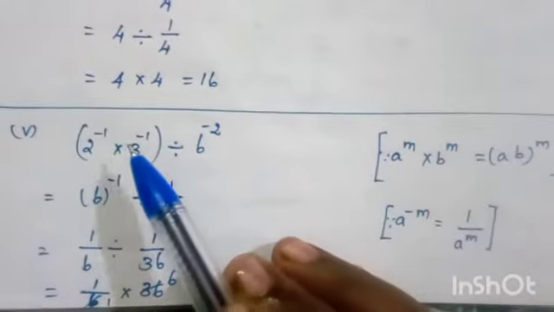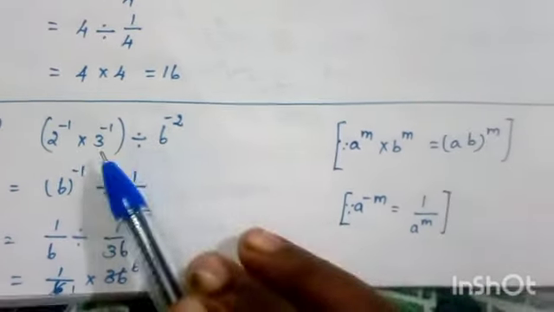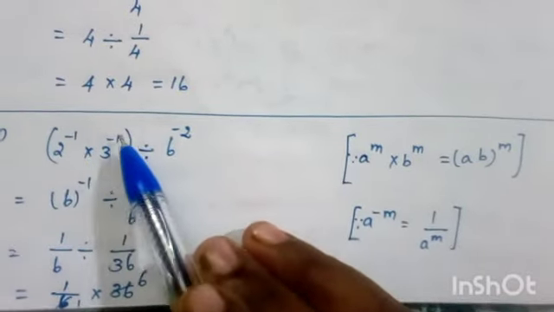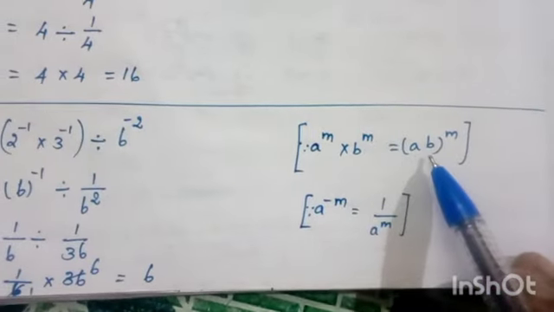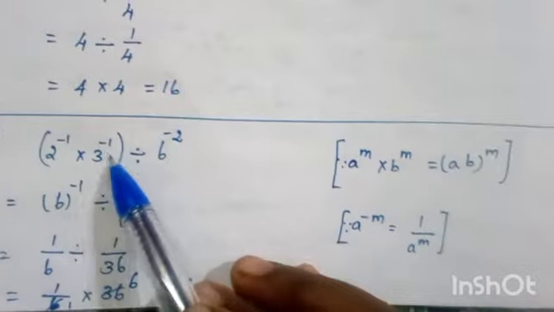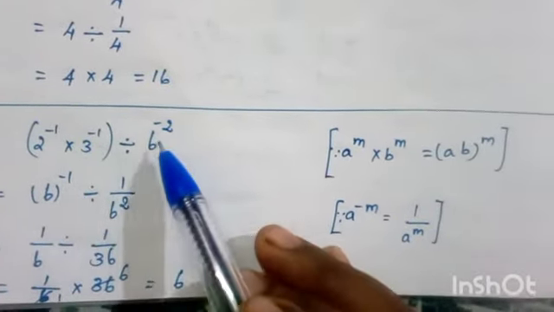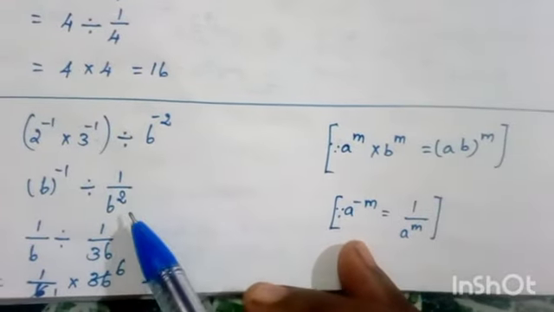Next, fifth problem, 2 power minus 1 into 3 power minus 1 divided by 6 power minus 2. Here the bases are different, 2 and 3, but the powers are the same. So we have to use the rule a power m into b power m equals (ab) whole power m. So ab means 2 threes are 6, with the same power, whole power minus 1, divided by a power minus m written as 1 by a power m. So 1 by 6 square.